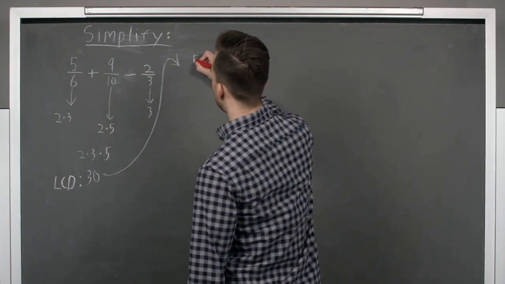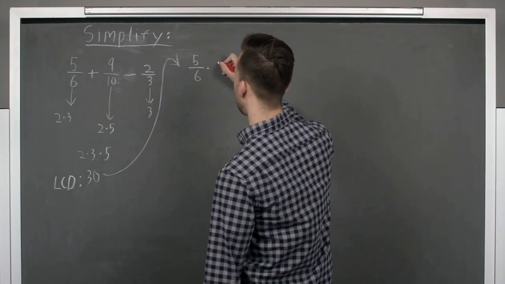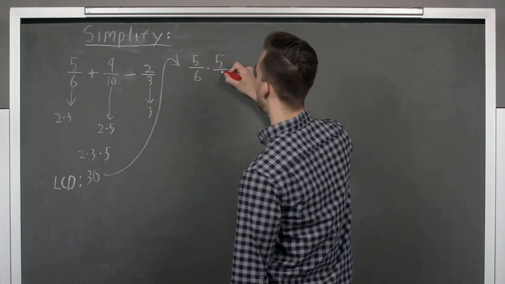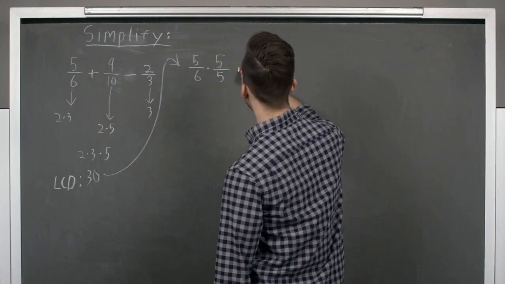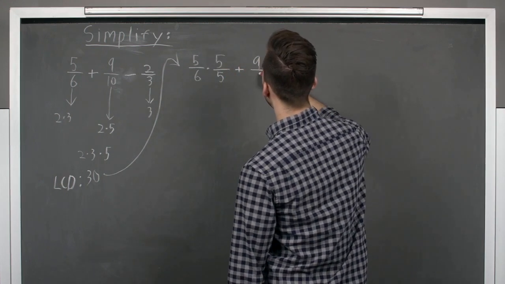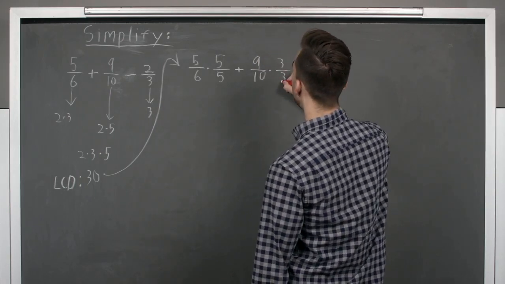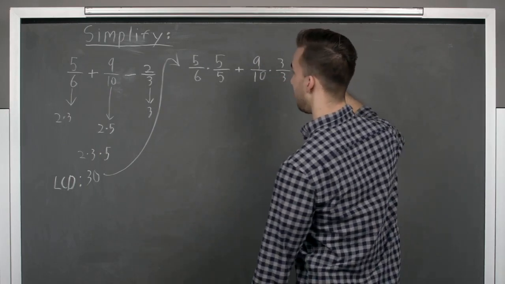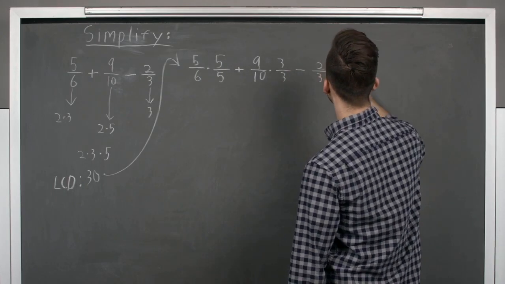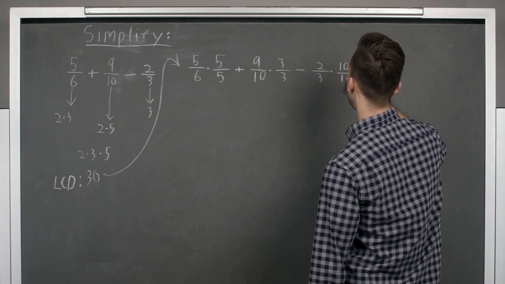5 over 6. What do we need to multiply 6 by to get 30? We need to multiply it by 5. So we can just multiply it by 5 over 5. Plus, here we have 9 over 10. And we can just multiply by 3 over 3, right, to get 30. And then we have minus 2/3 times, we need to multiply by 10 over 10.